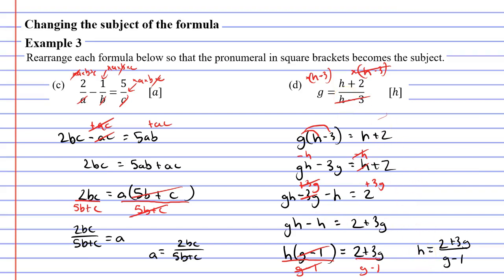Before we conclude this video, let's summarize everything that we learned. First of all, when changing the subject of the formula, you use the same rules that we learned when you solve equations. And we emphasized getting rid of fractions and getting rid of brackets first. Once we had done that, we tried to move anything with the subject to one side of the equal sign and anything without the subject to the other side. And then, quite often we had to factorize and then divide in order to come to our final result.